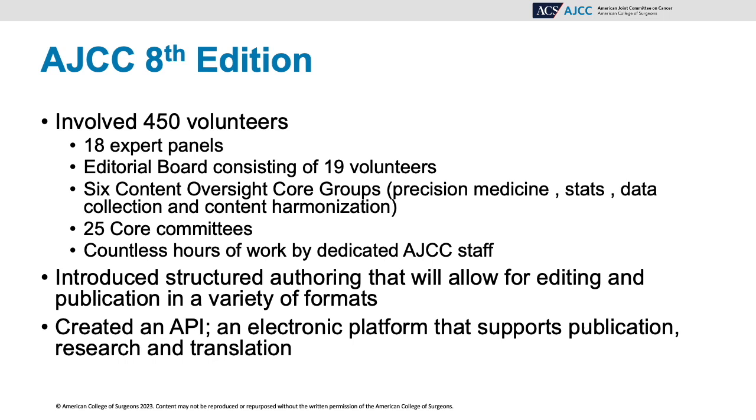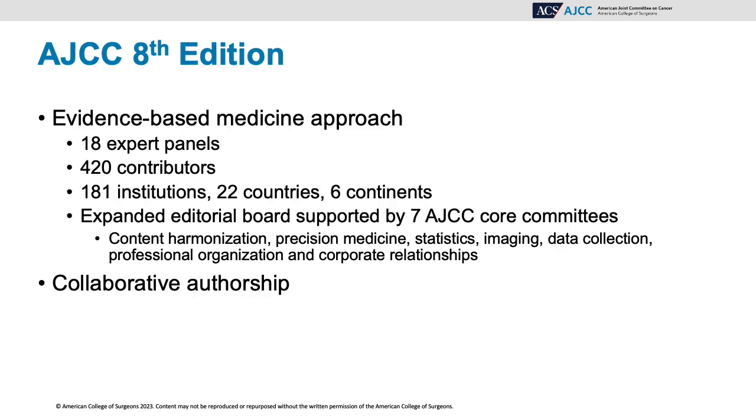Just to put it into perspective, it took 450 volunteers, 18 expert panels, and an editorial board consisting of 19 volunteers, 6 oversight core groups, 25 core committees, and countless hours by dedicated AJCC staff. It introduced what was called structural authoring that allowed better editing, and it was the introduction of what was called an API, which is an electronic platform that allows us to present this data in a variety of different ways. So moving from the 7th edition to the 8th edition was a huge leap and a lot of work.